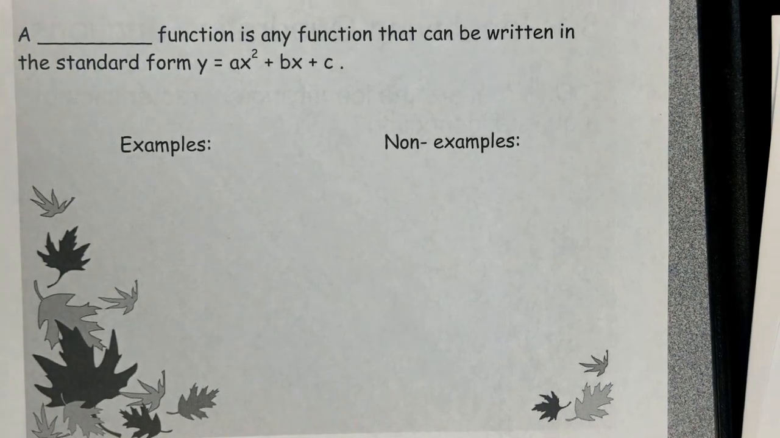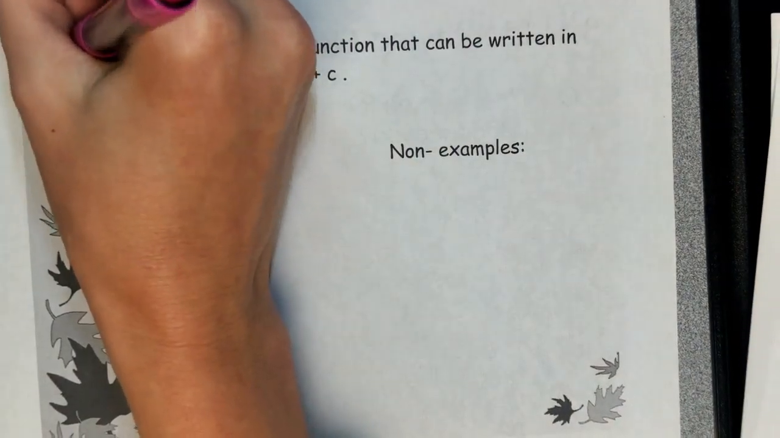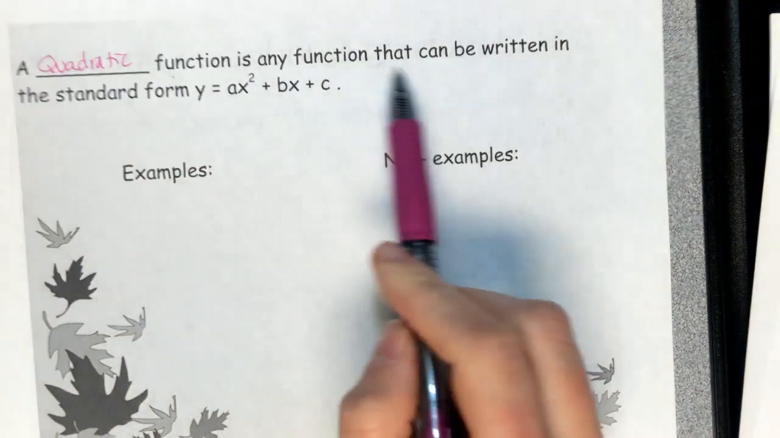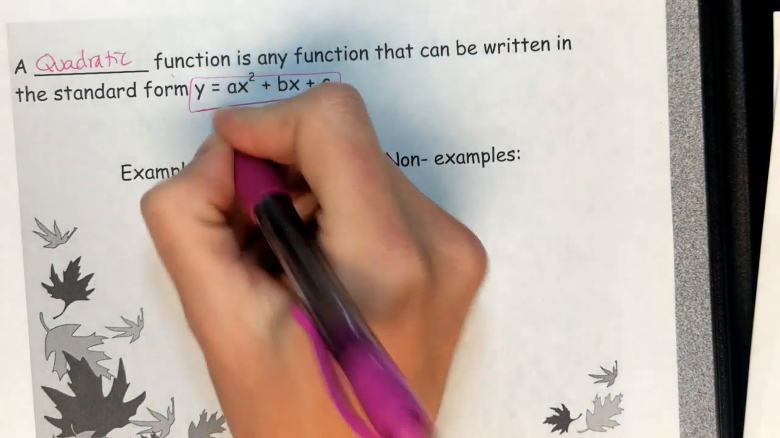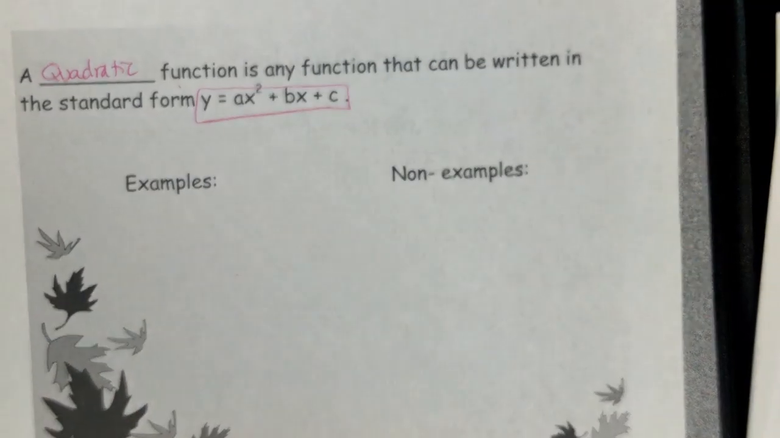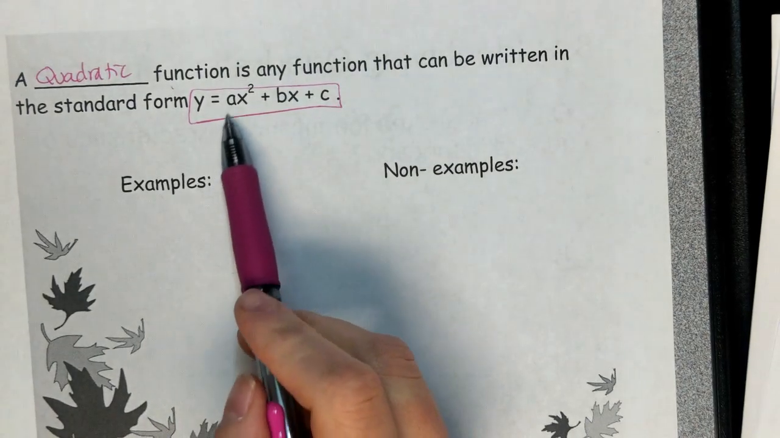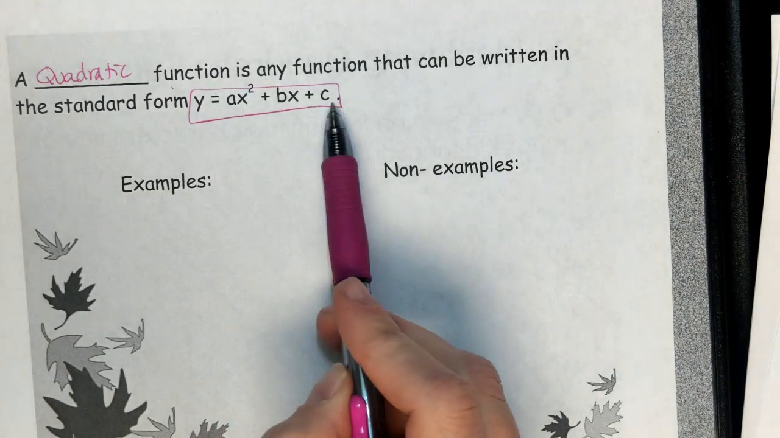I would definitely add this definition to my notes. A quadratic function, this is really important to understand, is any function that can be written in standard form, and this is our standard form. If we think back to standard form in chapter 6 for polynomials, standard form was putting the highest degree first down to the constant.